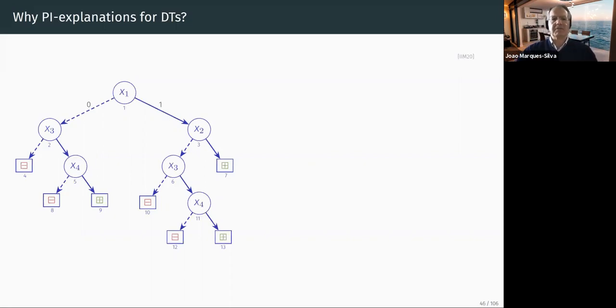Decision trees are examples of interpretable models. So a question we came across some time ago was, do we need PI explanations for decision trees? Let me convince you that we do. It can be a problem.